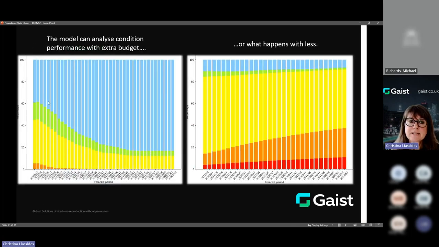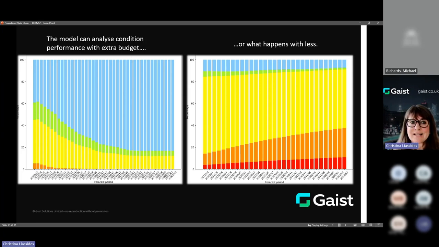We've talked about performance indicators, so most of you will have seen these types of graphs. This is very similar to what you get on an annual basis, your red, amber, green, or your 5 grades in our case. So, in this particular year, in 24, for example, you've got this much in good condition, this much in poor condition.